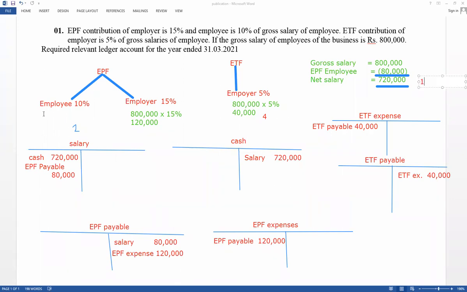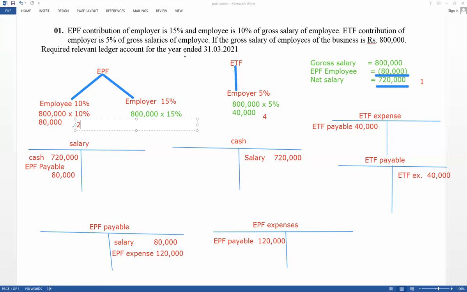And second one, EPF contribution of employee. Therefore, here value is based on gross salary 10%. It has been calculated. Therefore, value equal 80,000. This is the second step. Step number 2.